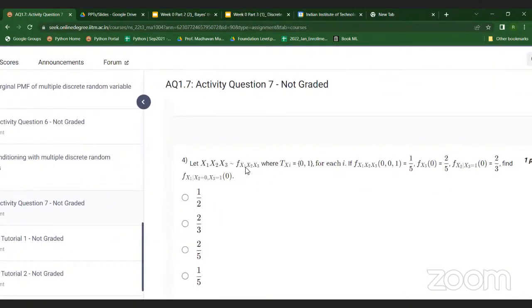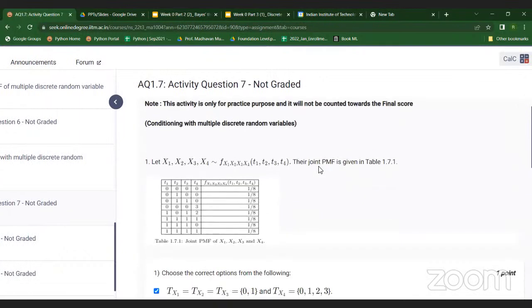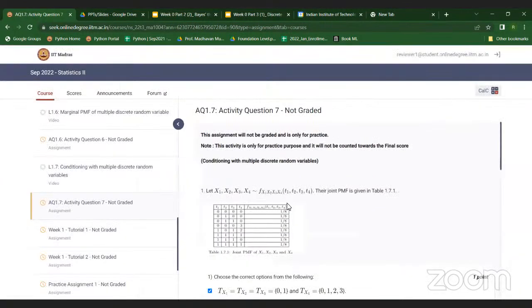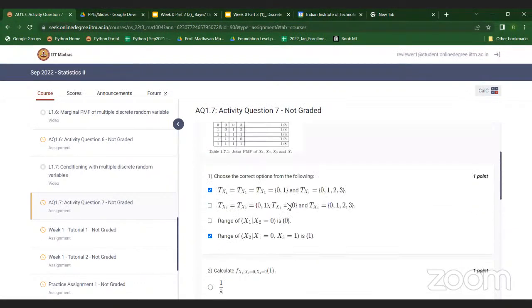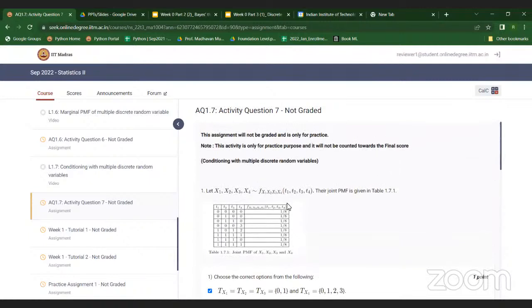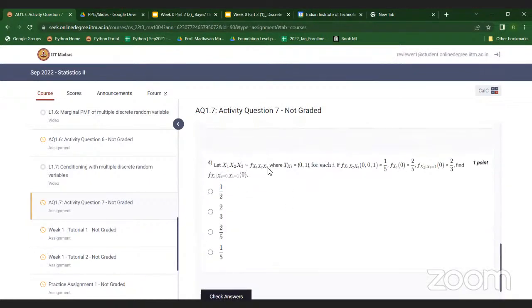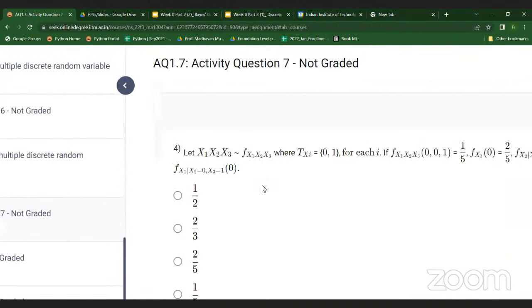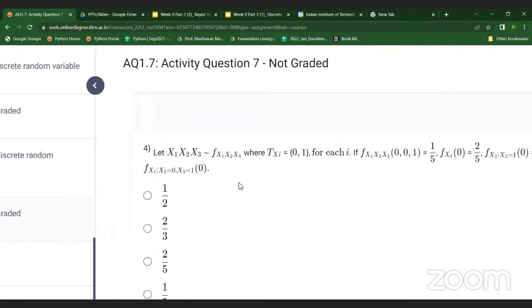x1, x2, x3, where each xi takes values 0 or 1. For each i, f of x1, x2, x3 is given. f of x2, x3 at (0, 1) is 1 by 5, f of x3 at 0 is 2 by 5, and f of x2 given x3 equals 1, at 0, is 2 by 3. Find the value they have asked for. They are given some values and then ask us to find one.